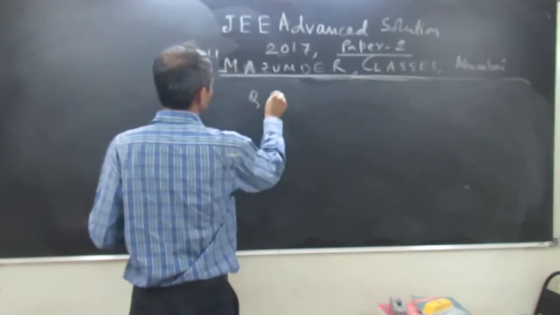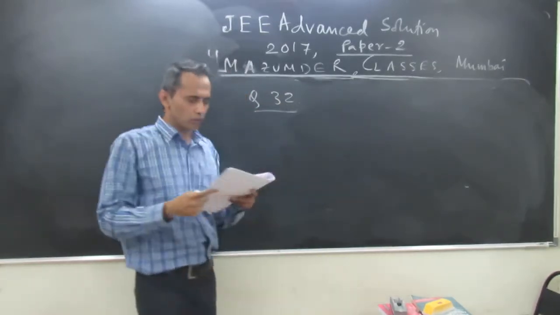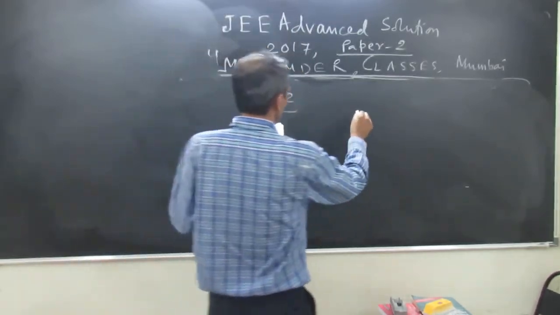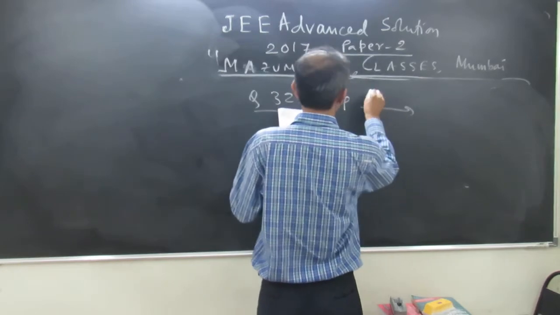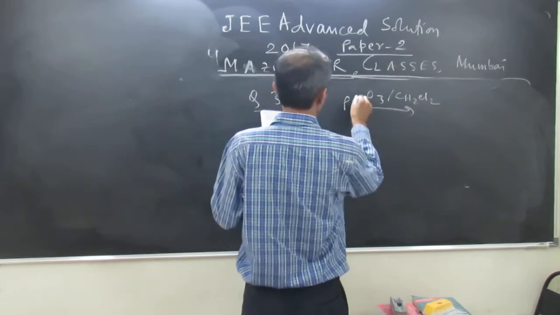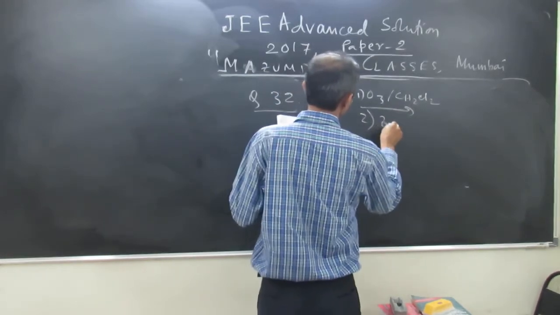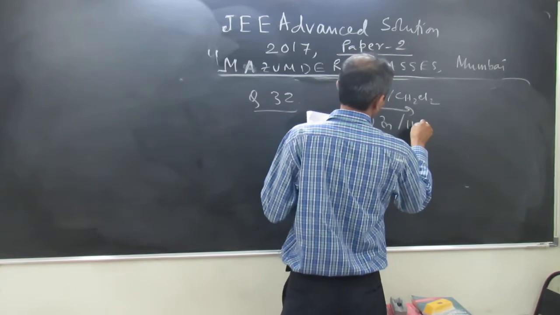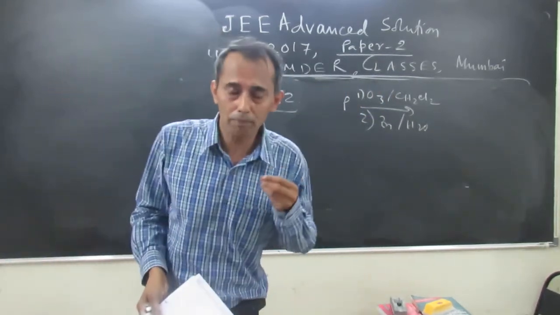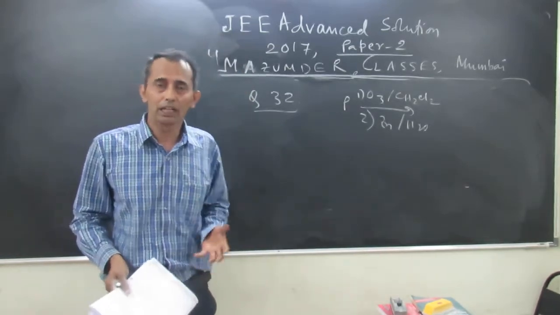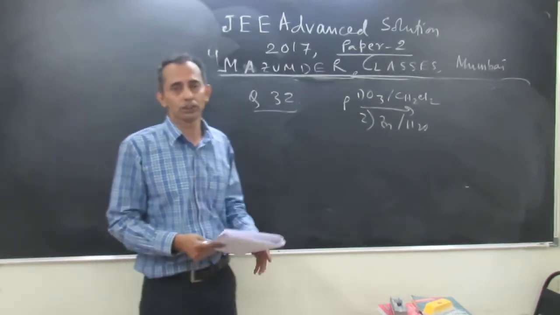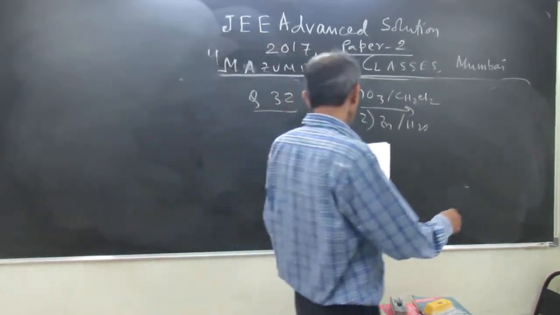Question number 32. Here is a beautiful question. Compounds P and R upon ozonolysis produce Q and S. P is treated with number 1, O3 and CH2Cl2, that is dichloromethane, and number 2, zinc, water. Yesterday I also told many of my students that ozonolysis will compulsorily come along with Cannizzaro reaction or aldol. It comes every year, and we cannot skip this particular reaction.